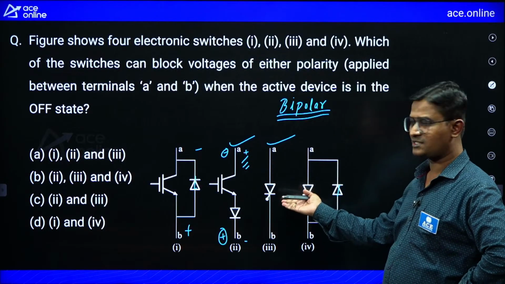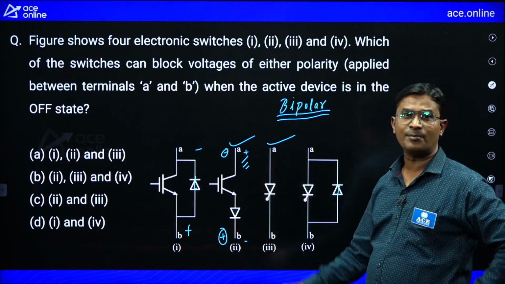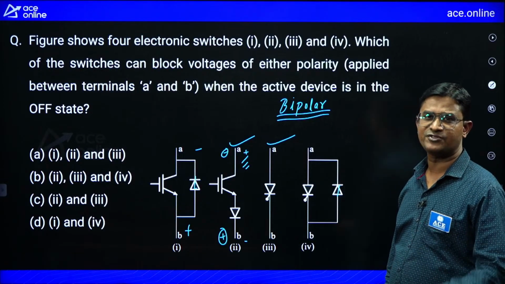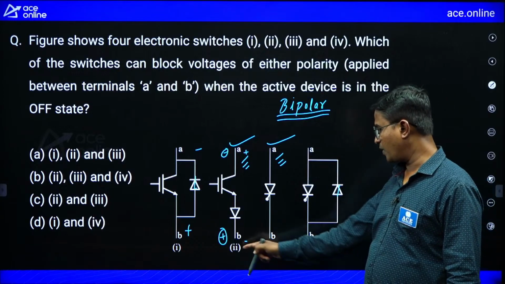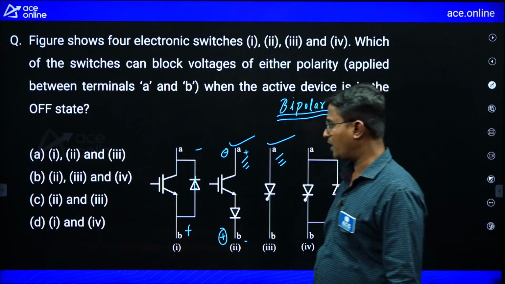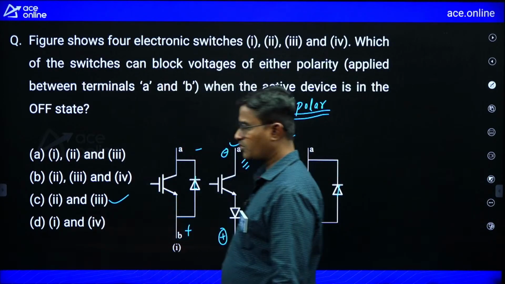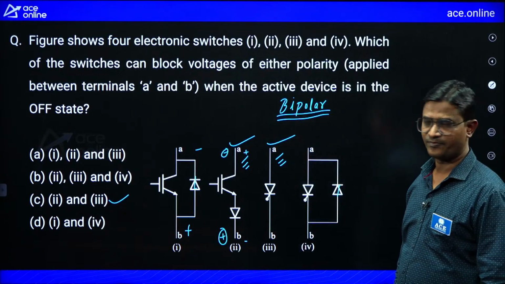What about this one? This is simple SCR, na? This is not a composite switch. SCR is a simple switch, and we know SCR is a bipolar device. So therefore 2 and 3 is the correct answer. Okay, 2 and 3 means option C. Option C is the correct answer. All right?